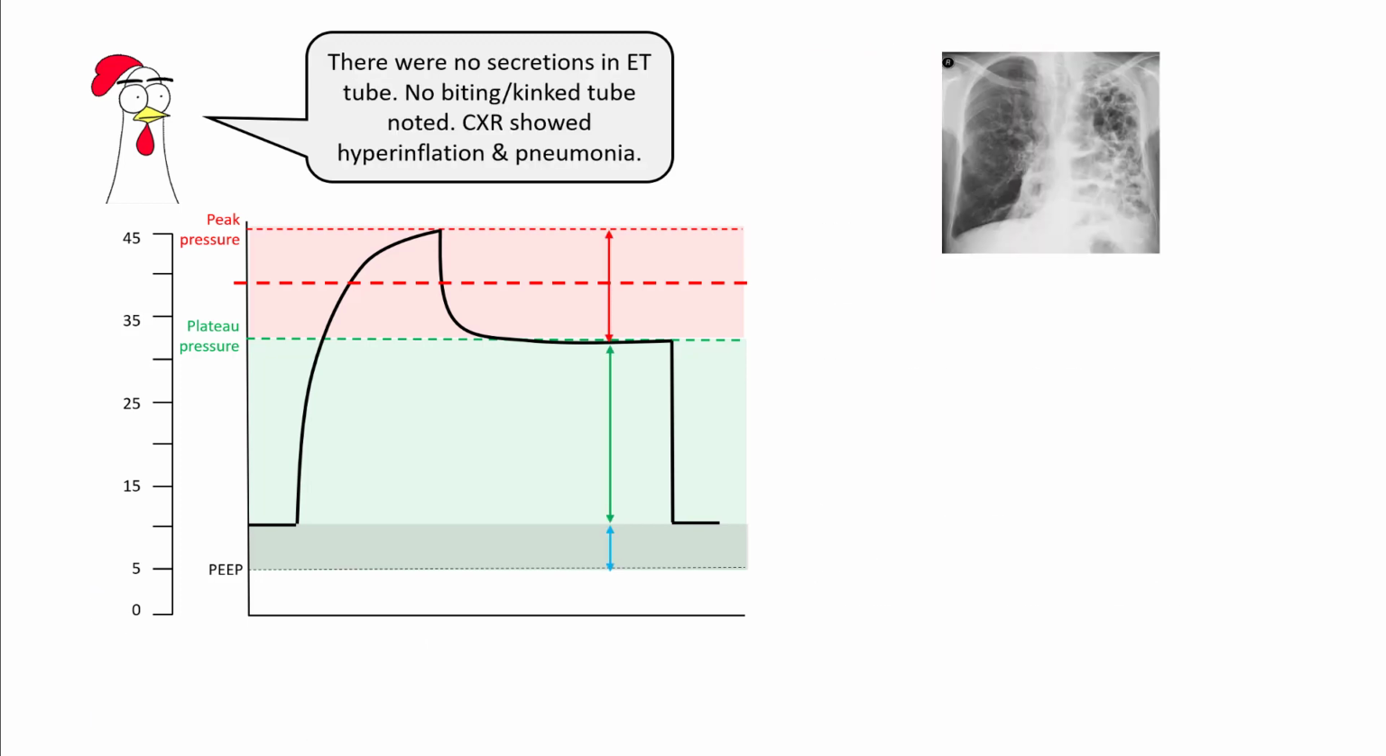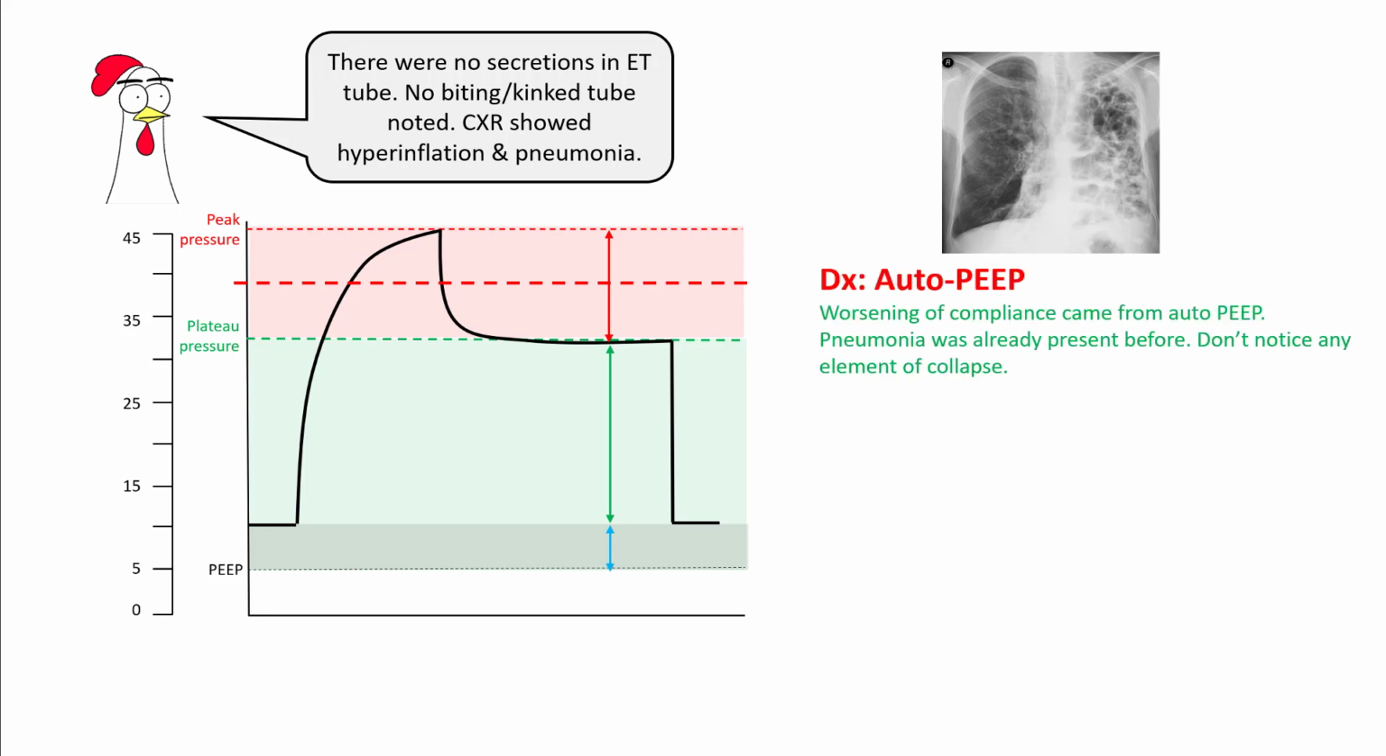On suction, you did not find any secretion. Patient is nicely sedated, no kinked tube. Chest X-ray shows hyperinflation and pneumonia. So your diagnosis is autoPEEP, and possibly somewhere there is some obstruction. The worsening of compliance is coming from autoPEEP, since pneumonia was already present before when he was intubated, and we don't see any element of collapse that would worsen the compliance.